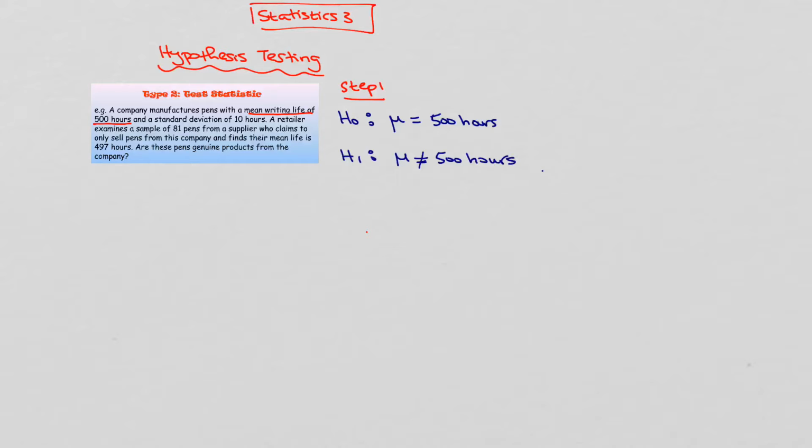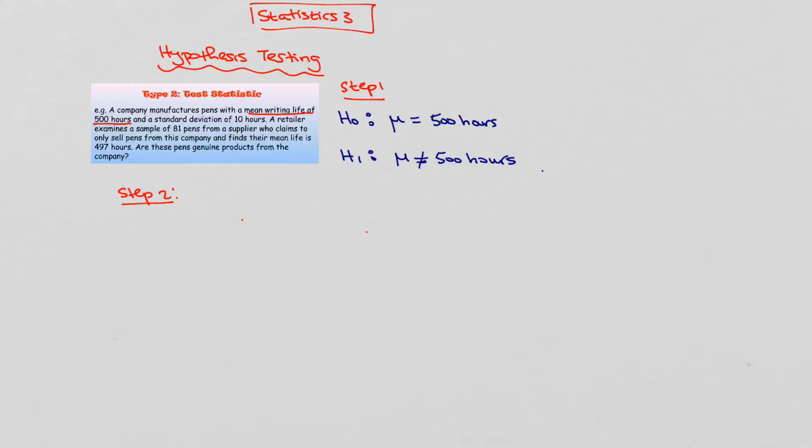Now, often in college when we're doing these, you're looking specifically at whether the mean is greater than or less than this value. But for Leaving Cert, we're just saying it's not equal to the 500 hours. So we're looking at the two extreme ends. So our next step is to look at our test statistic.